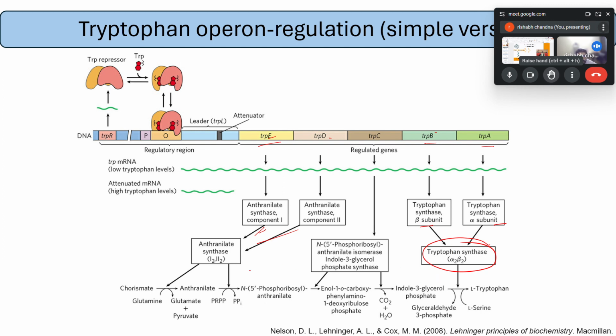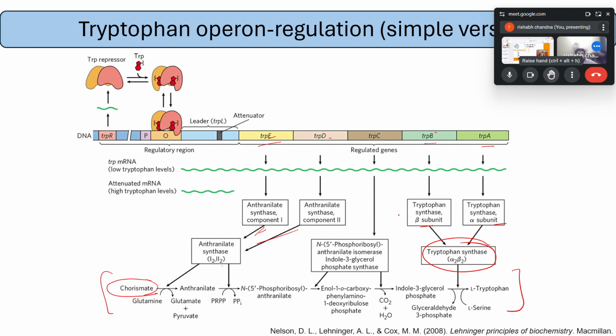These three enzymes are involved in five reactions that lead to the production of tryptophan from chorismate. I'm not going into the details of how the biochemical pathway works, but here we are concerned with these genes.